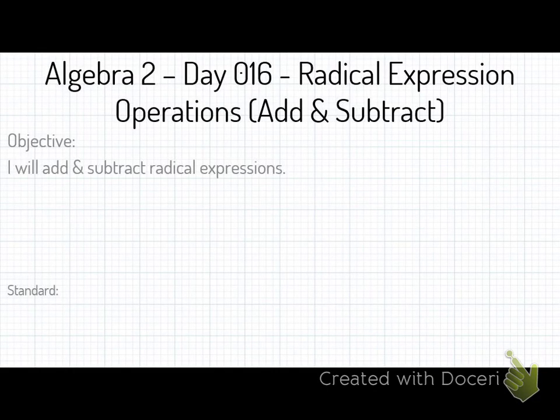Okay, so this is lesson for day 16 in Algebra 2, radical expression operations. We're adding and subtracting radicals. We need to know how to do this. This should have been taught to you before, but this is probably new to a lot of you, unfortunately. So we're going to spend a day on this. This is just building on the stuff we already know, okay?